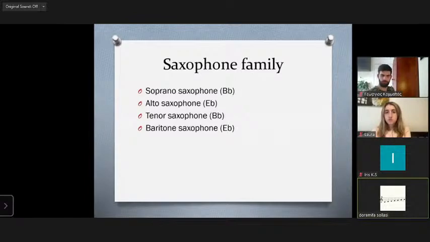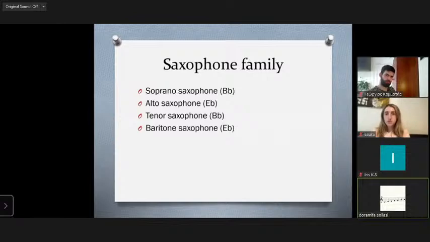Well, in the saxophone family, these are the most common saxophones. Actually, there are a lot of different saxophones that I am not including here because they are more like experiments, let's say. But the saxophones that you will hear and see everywhere in bands or in orchestral music or in jazz trios, are these ones. The soprano saxophone that is in B flat, the alto saxophone that is in E flat, the tenor saxophone in B flat, like the soprano, and the baritone saxophone in E flat.